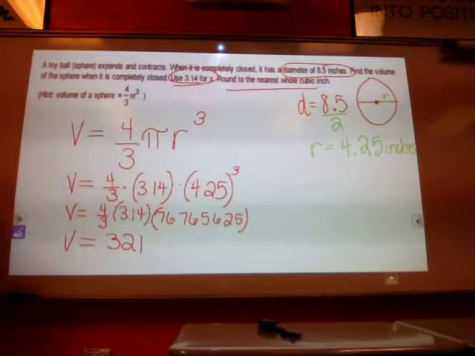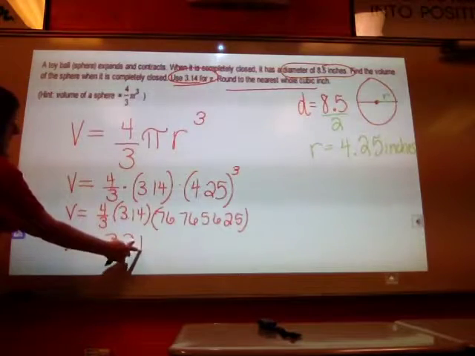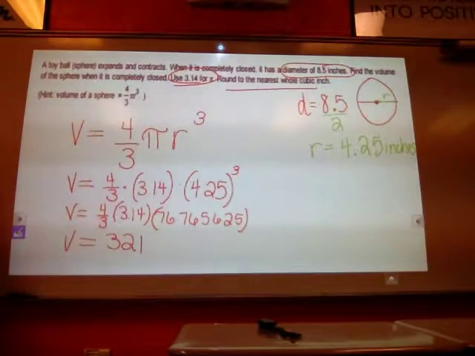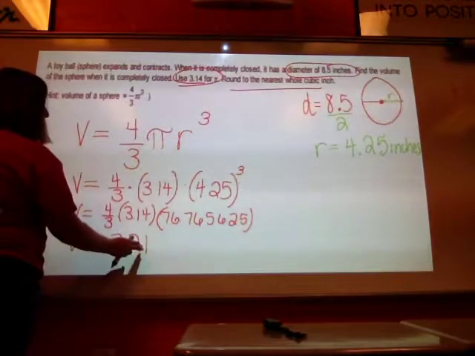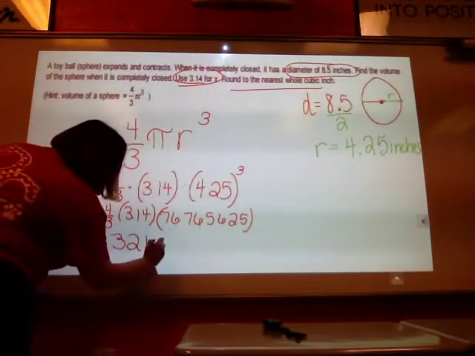So if it's 0.3, that means that this is going to say 1, because 3 is not bigger than 5, and so it's not going to round. So 321 cubic inches.